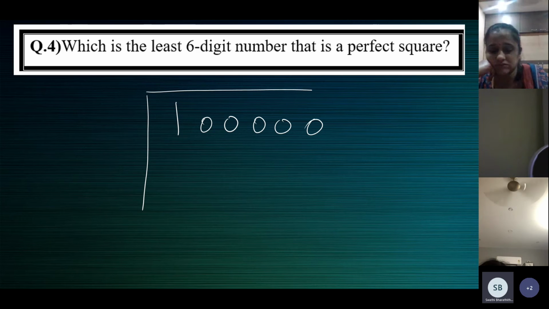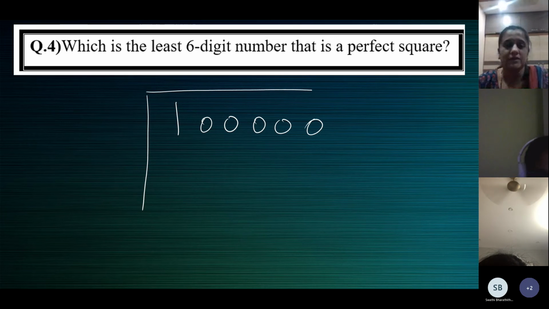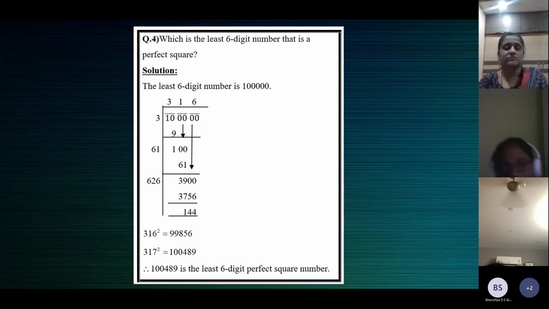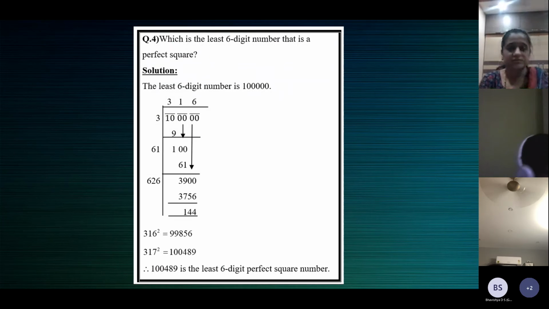Shall I say what I got? Yes. Ma'am, I got the quotient as 316 and the remainder as 144, ma'am. Okay, 316. And the remainder is 144. Same answer. I too got the same answer. Yeah, correct.